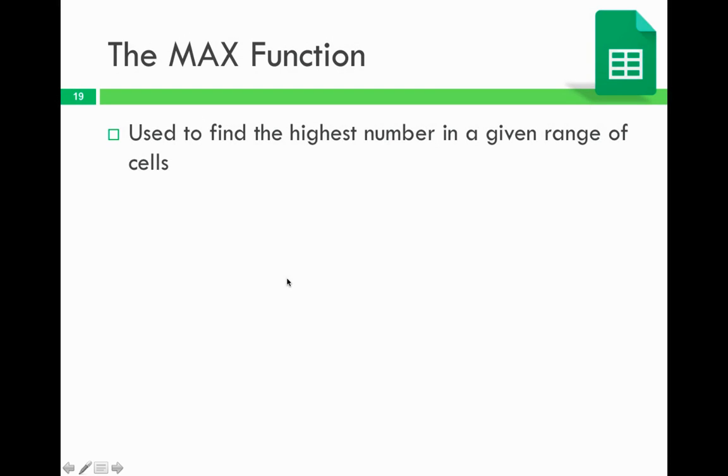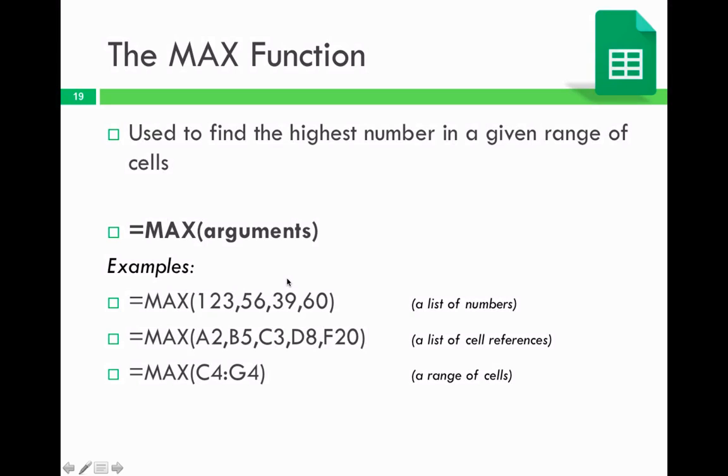Right, so the max function helps us find the highest number in a range of cells. These are all of the different types of arguments you could put in there. They're really the exact same thing as we've been looking at with sum, product, and average. You can give it a list of numbers, a list of cell ranges, or, most commonly, a range of cells. You're going to see the range operator used a lot with all of the functions we're going to talk about. So that's max. Max finds the highest number in a range of cells: the highest, the largest, the greatest, all great words to use with this function.